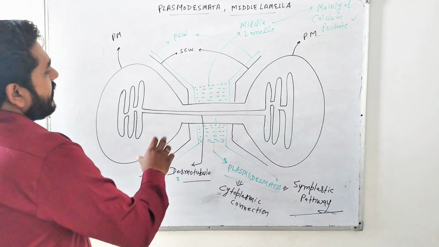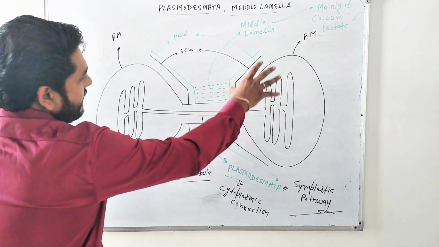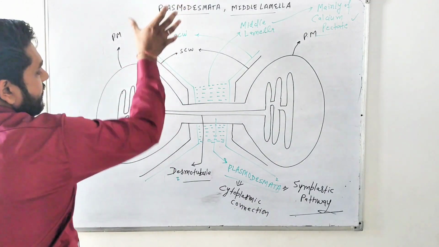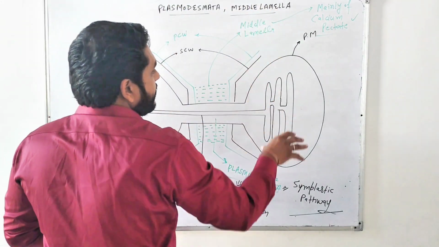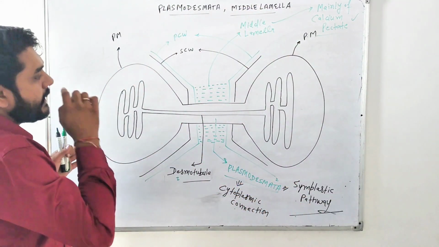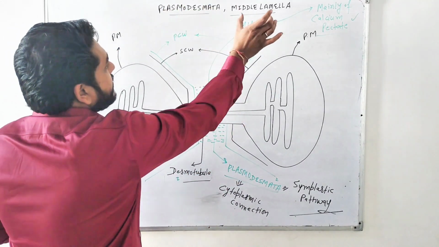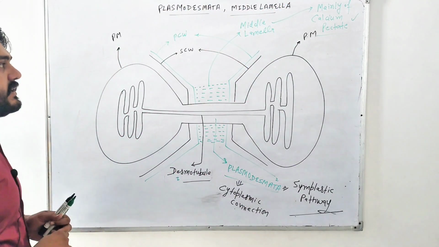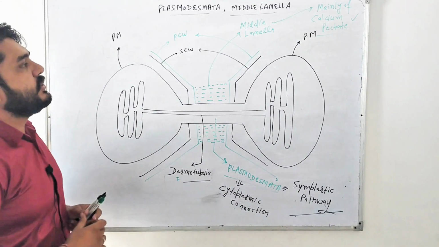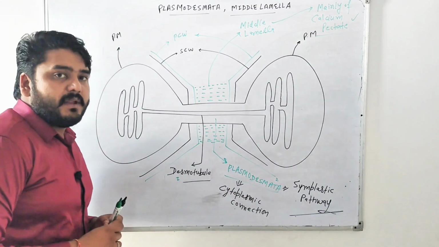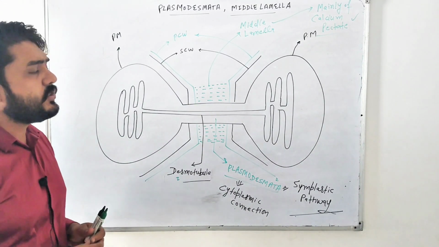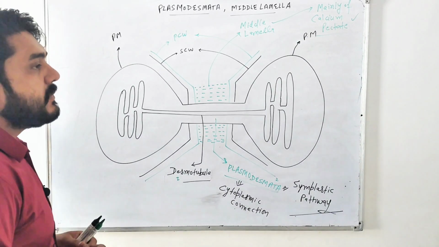Yes or no? Now you will see that this is the first cell and this is the second cell. Here also cells will be there, many cells are there. I have just taken two cells and explained where the plasmodesmata is and how the middle lamella is present in the cells. Okay, so this is about plasmodesmata and middle lamella. Now I am going to discuss the next topic, that is plasma membrane.